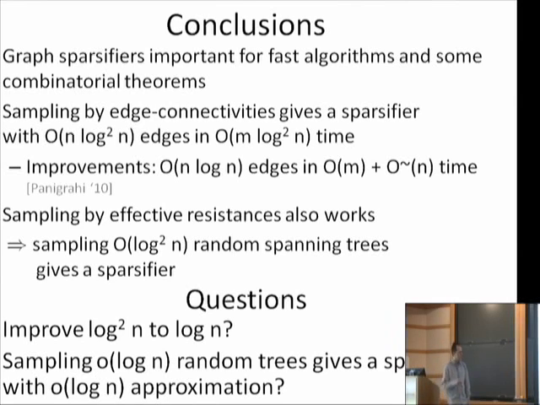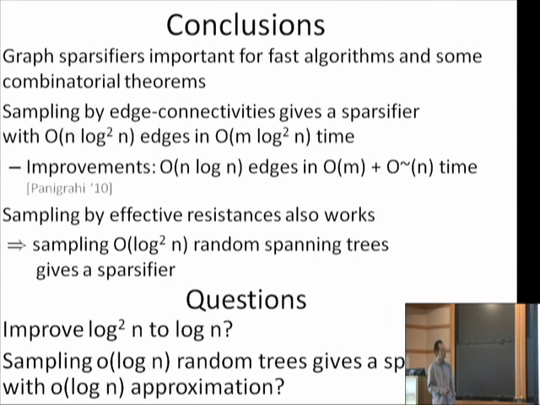So here's another question that I was wondering about, which also seems tricky. Is it true that sampling little o of log n uniformly random trees gives a sparsifier that approximates each cut to within a factor little o of log n? So for example, do square root log n trees give you a square root log n approximation to every cut? Do you have any bound on the quality of approximation if you choose a constant number of spanning trees?